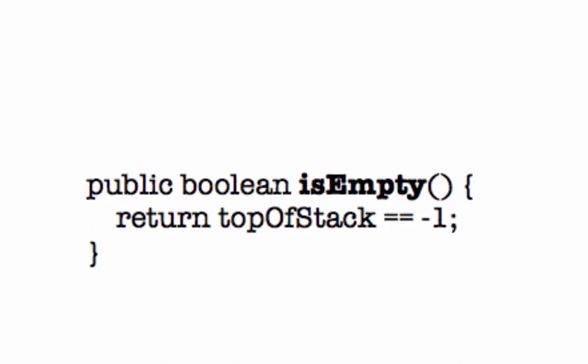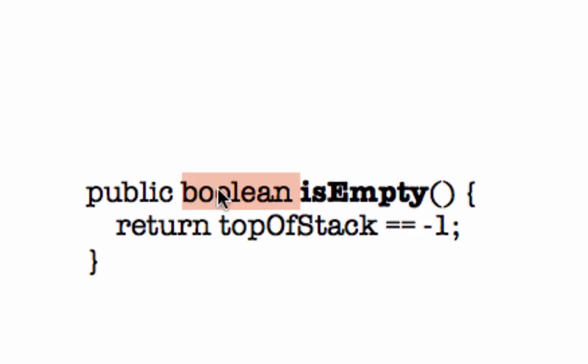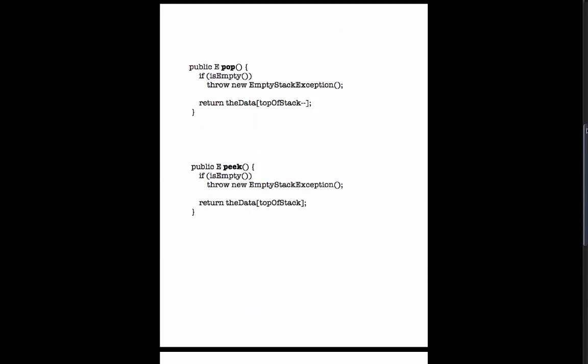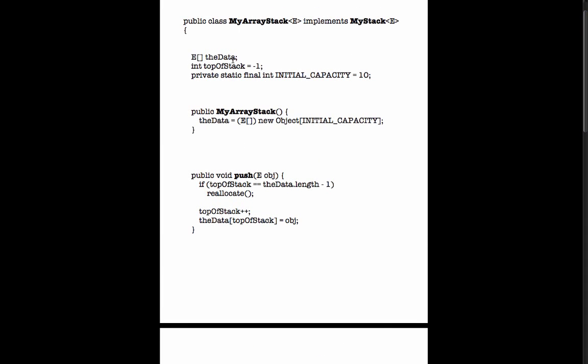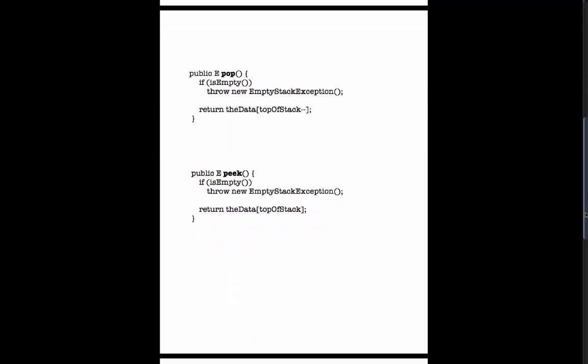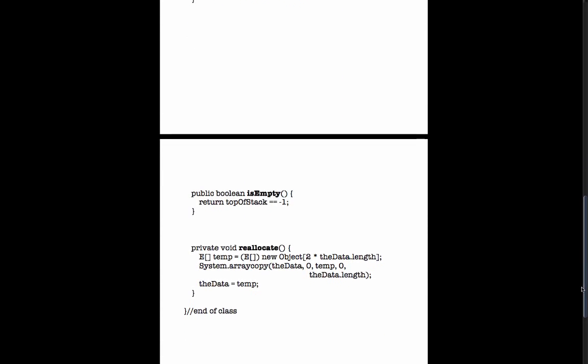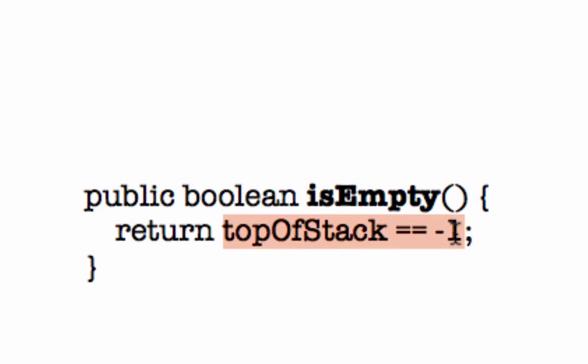Finally, I'm going to discuss the isEmpty and the reallocate. IsEmpty is a boolean, so it returns true or false. It should be clear what this does. To determine whether or not the stack is empty, again, I'm going to use my integer called top of the stack. And if it's equal to -1, it means that it's empty. Remember that that is the value, -1, that we use to initialize the stack. So if the top of the stack indeed is -1, that should be interpreted as the stack being empty. So this expression will be evaluated to true, and then I will return true.